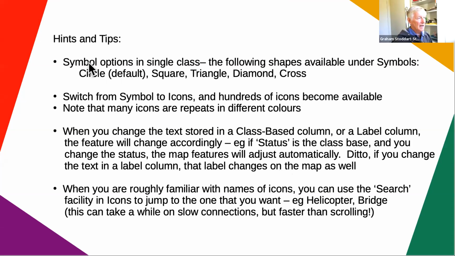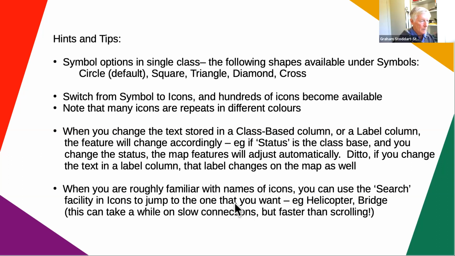So in symbols, it defaults to giving you this little baby circle, a point, but you can use squares, triangles, diamonds, or crosses if you wish. You switch symbol to icons, you then get hundreds of icons available, many of which are the same icon, just in a different color. And when you change the text in the left-hand column, the feature will change automatically. So you don't need to do anything, it's all done for you.